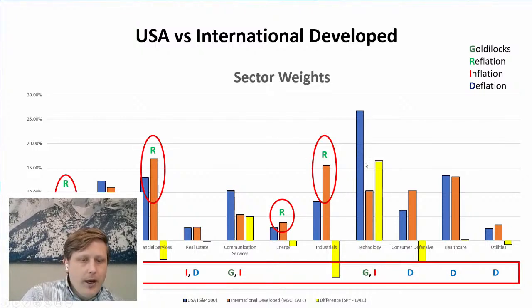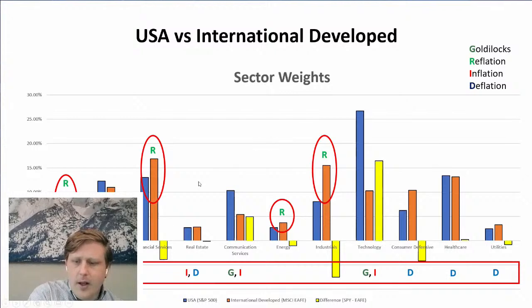So something I wanted to point out especially is the technology sector. The technology sector, that's where a lot of the growth companies are at. And when you hit the inflation macro regime, when economic growth starts to slow down, investors will pay up for growth where they can find it. And the technology sector actually does pretty well in the inflation regime.